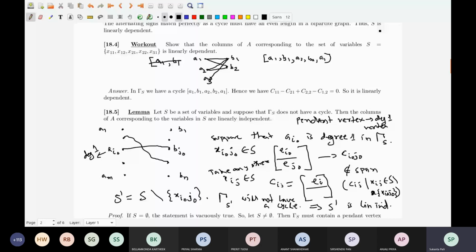Now, why will S be linearly independent? Because C_{i0 j0} was not belonging to the span of these columns. So you have an independent set, and then you have another vector which does not belong to the span of this. Then the old set union the new vector, that is also linearly independent. So using that.